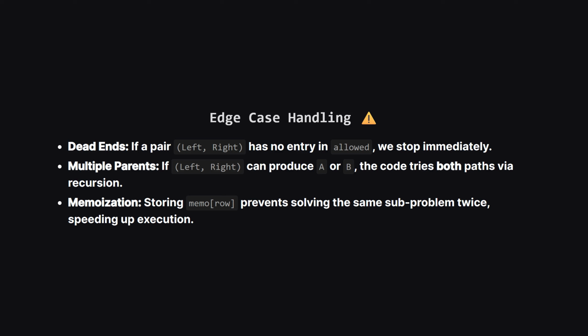There are a few edge cases and optimizations to keep in mind. First, dead ends. As we saw, if any pair in a row has no parent, the whole row is invalid. Our code handles this by returning false early. Second, branching. Sometimes a pair can support multiple different blocks. Our use of the product function ensures we explore every single valid combination. Finally, memoization. We use a dictionary called memo to store results. If we encounter a row configuration we've seen before, we just return the stored result instead of recalculating everything. This is crucial for performance.